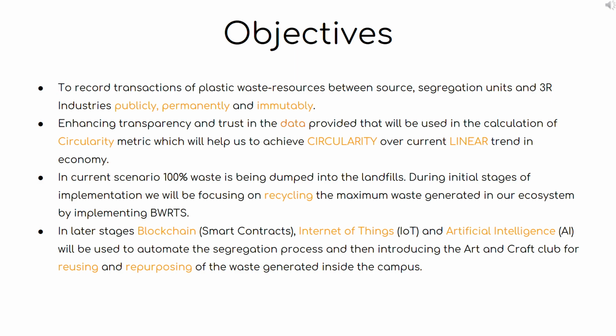In the current scenario, 100% of waste is being dumped into landfills. During the initial stages of this implementation, we will be focusing on recycling the maximum waste generated in our ecosystem by implementing BWRTS. In later stages, blockchain, smart contracts, Internet of Things, and artificial intelligence will be used to automate the segregation process, and then introducing the Art and Craft Club for reusing and repurposing of the waste generated inside the campus.